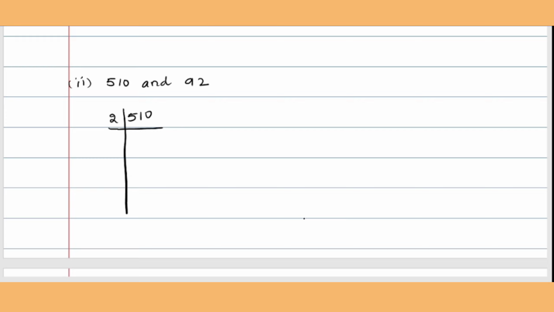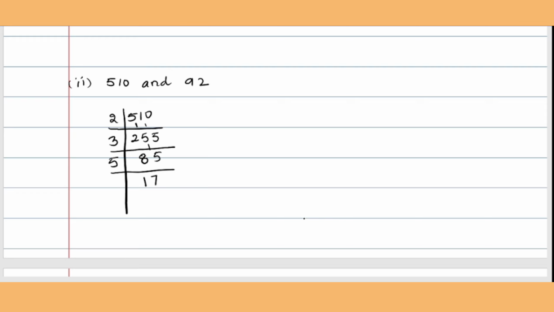when 510 is divided by 2, we get 2 times of 2, 4, remaining 1. 2 times of 5, we get 10, remaining 1. 2 times of 5. Similarly, now the last digit is 5. When 255 is divided by 3, we get 3 8s 24, remaining 1, 3 5s. Now we divide 85 by 5, we get 5 1s, 5 7s, we get 17.